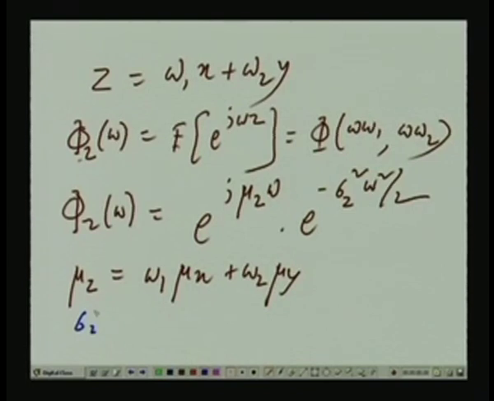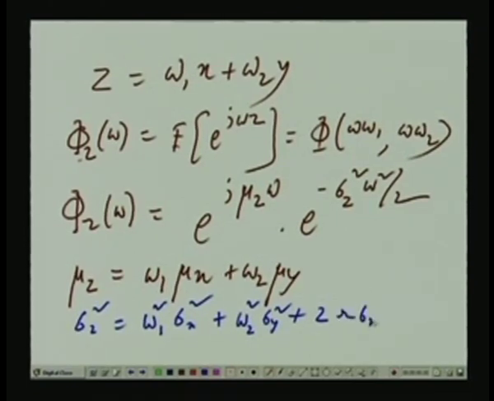What is sigma z square? You have to subtract mu z from z, that means omega 1 within bracket x minus mu x, omega 2 within bracket y minus mu y, they are added and then the whole square expected value. So one term we get is omega 1 square into sigma x square. Similarly, another term is omega 2 square into sigma y square, but there is a cross term related to covariance, twice, and covariance is nothing but the correlation coefficient r times sigma x sigma y by definition. So twice r sigma x sigma y, that is the covariance, times omega 1 omega 2.